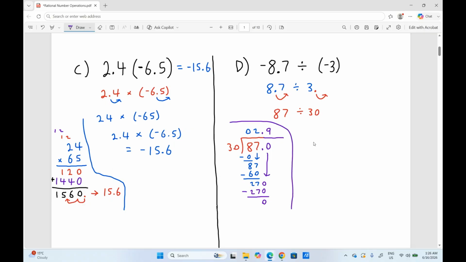Okay, now recall that any two negative numbers, whether you multiply or divide them, will become a positive number. So that means my negative 8.7 divided by negative 3, the final answer will be positive. And this is my 2.9 that I got from dividing these, ignoring the negatives. But if I do consider the negatives, my answer would still be positive. So my final answer is just positive 2.9. So that means negative 8.7 divided by negative 3 would just be positive 2.9.